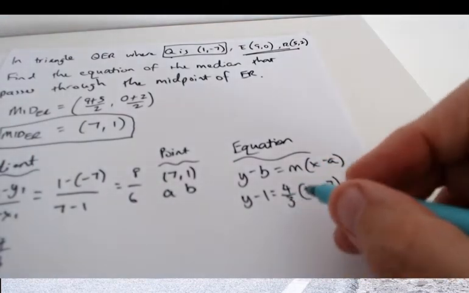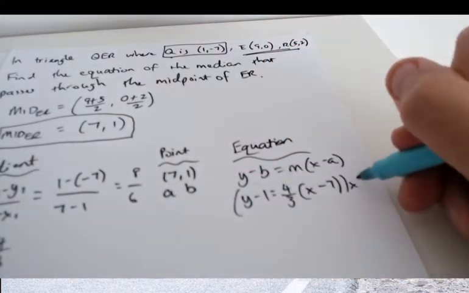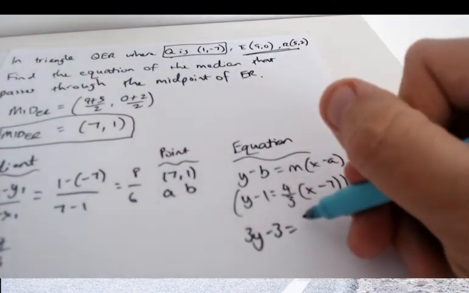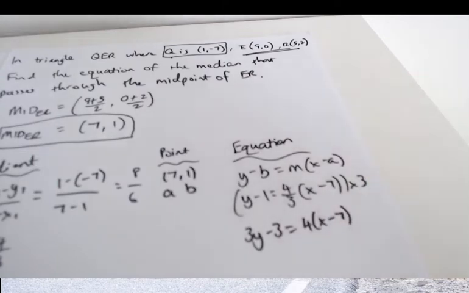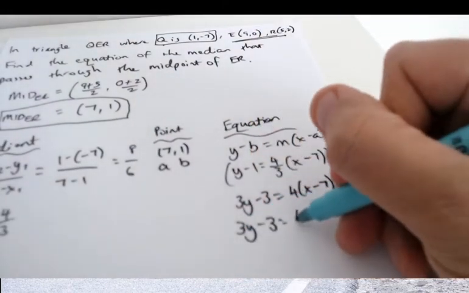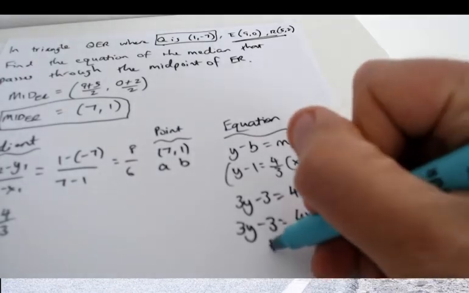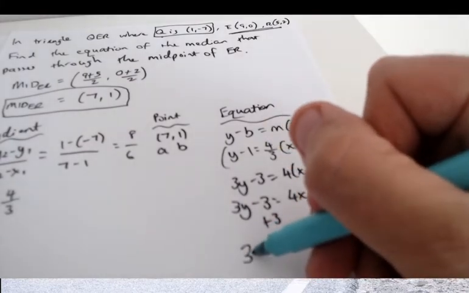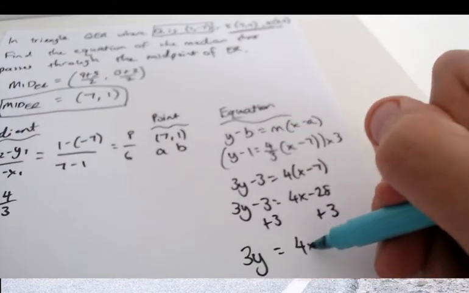I'm going to multiply by 3 to remove the fraction. 3y minus 3 equals, the 3's will cancel, leaving the 4 on top. I'm going to multiply out my bracket. I'm going to add 3 to both sides. So my final answer for this one, for the median, is 3y equals 4x minus 25.